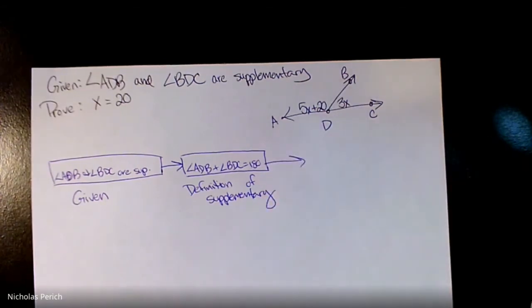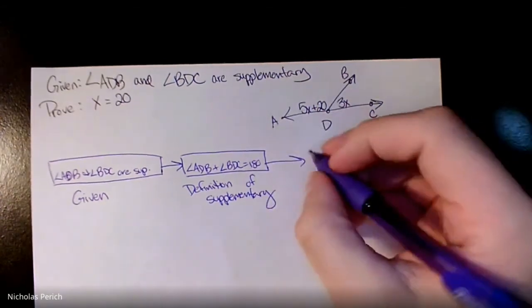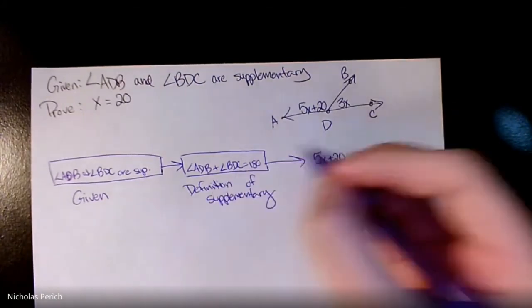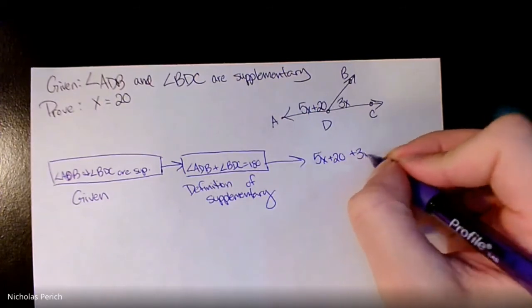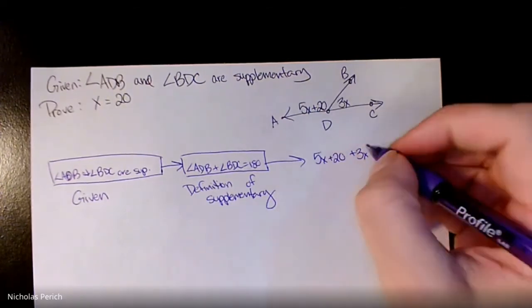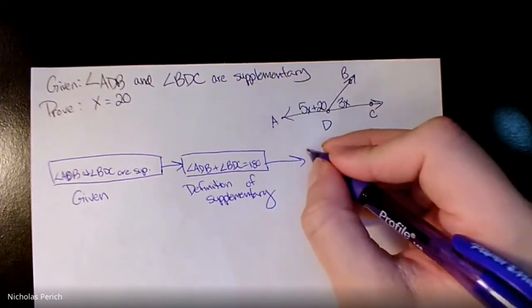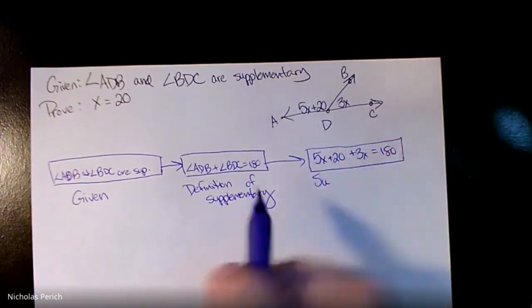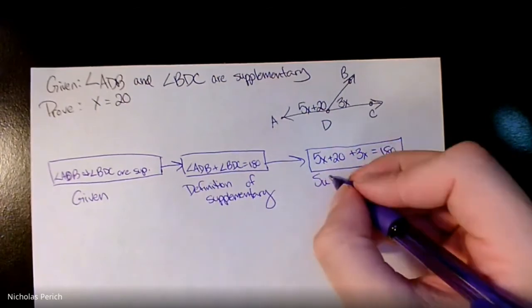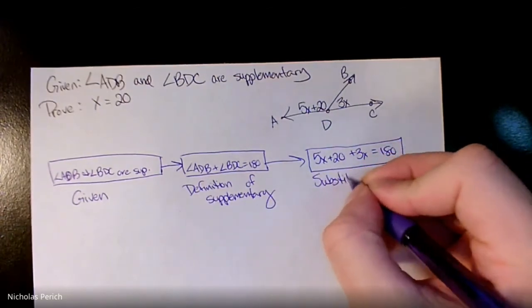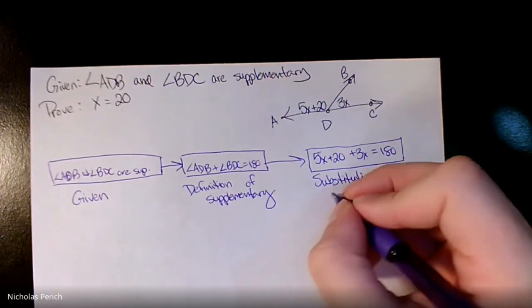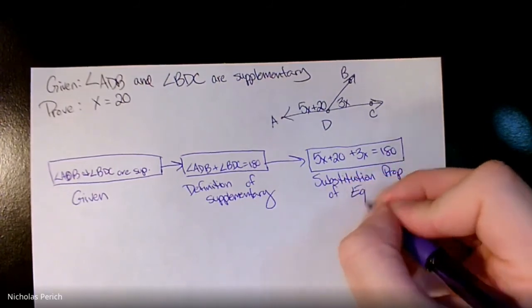What's ADB? Well, it's 5x plus 20. How do I know that? Well, I just substituted it in. 5x plus 20. What's BDC? 3x. And that equals 180. So what did I just do? I did the substitution property of equality. When you turn things into other things, you substitute.